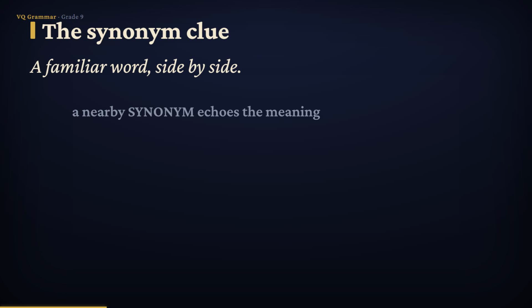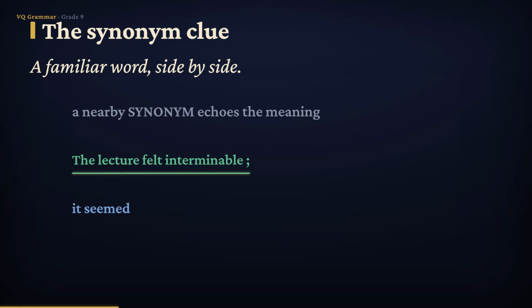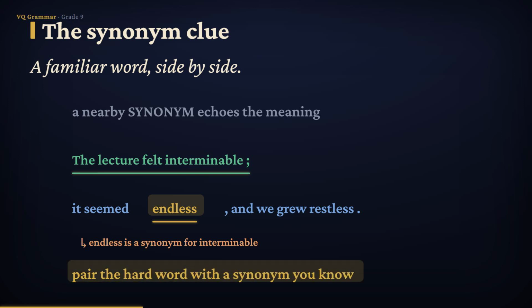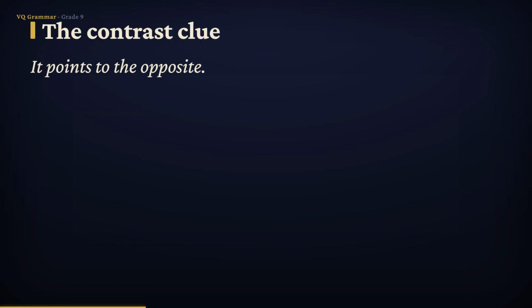Next comes the synonym clue. Here, the writer sets your hard word right beside a familiar one that means nearly the same thing. Listen. The lecture felt interminable. It seemed endless, and we grew restless. Maybe interminable is new to you, but endless is sitting right there next to it, and endless is a synonym. The writer has quietly paired the difficult word with an easy one. So when a strange word shows up shoulder to shoulder with a word you already know, let that familiar synonym carry the meaning across.